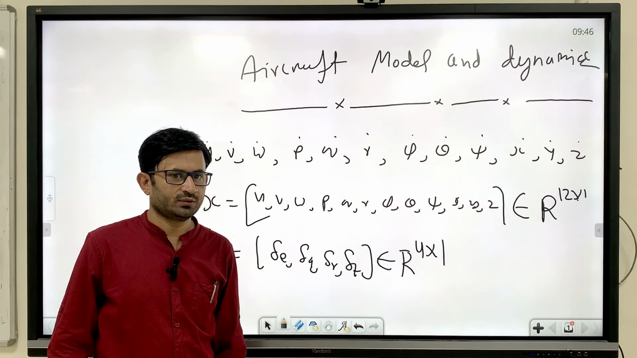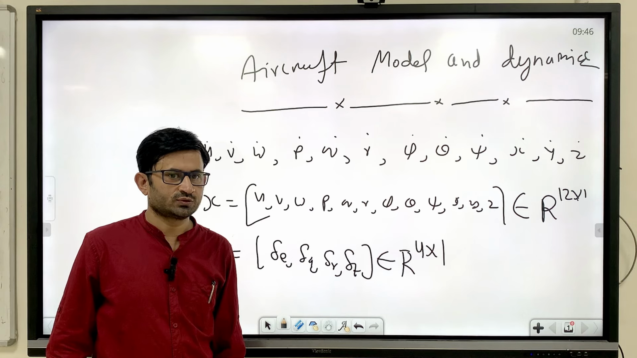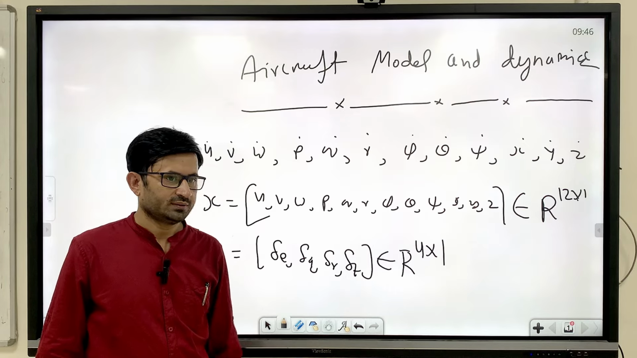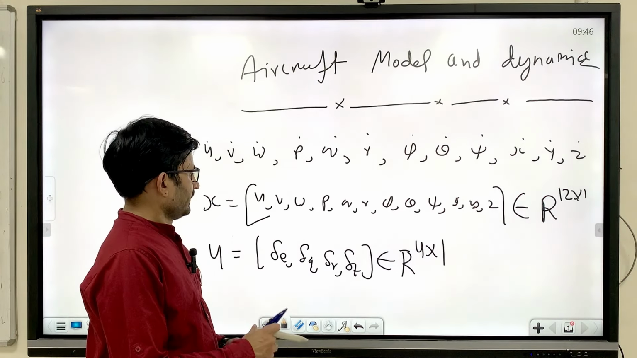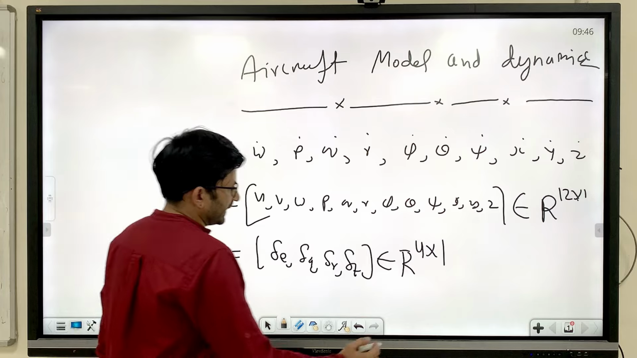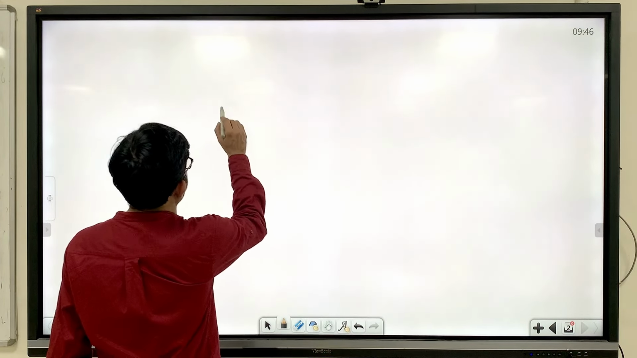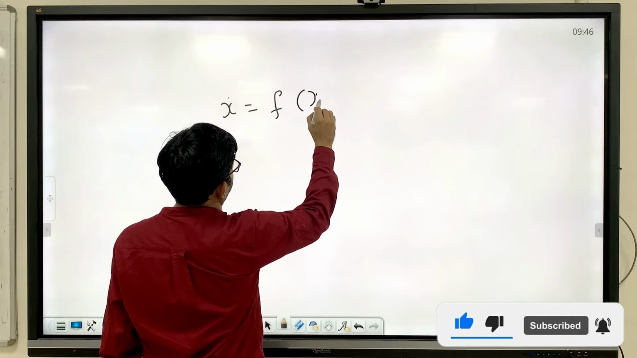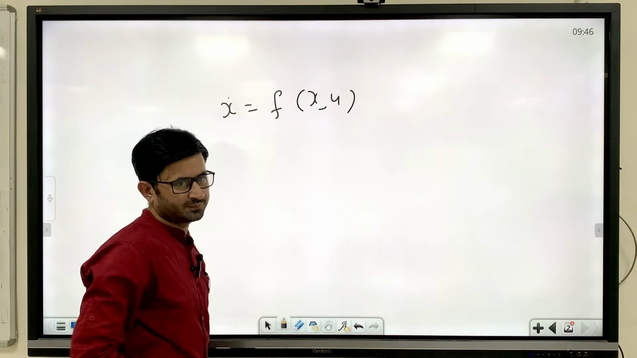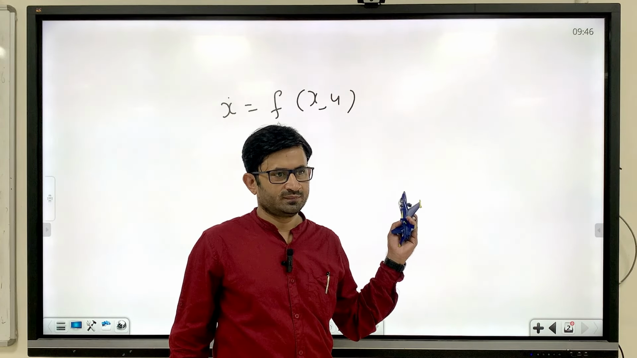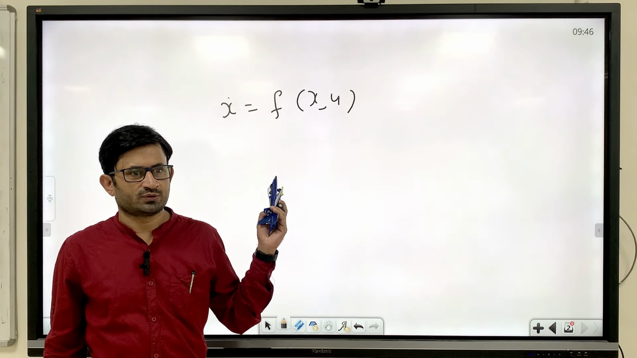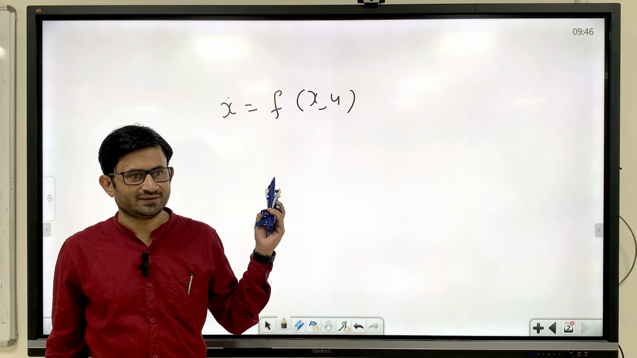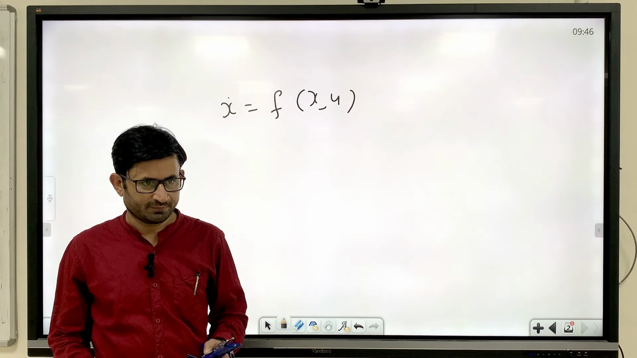If you have any doubt how this functions, you can go to the aircraft dynamics, aircraft design course, and you can see. You can write this in a compact form, right? x dot equal to f of x comma u. Simple. This is a compact form. So x dot is how much? 12, right?